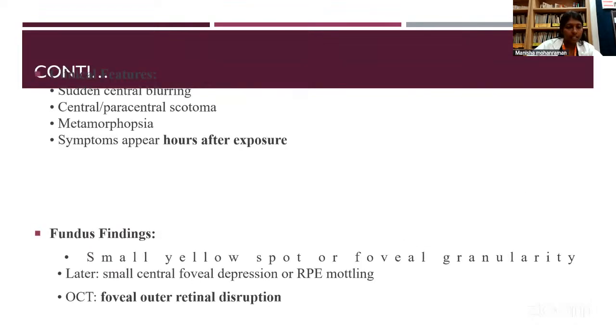The clinical features are sudden central blurring, central or paracentral scotoma, and metamorphopsia. Symptoms appear hours after exposure. Fundus finding: a small yellow spot or foveal granularity, later a small central foveal depression or RPE mottling. In OCT, foveal outer retinal disruption is seen.